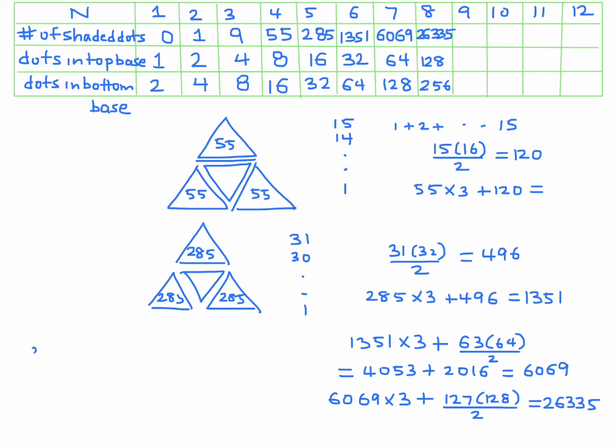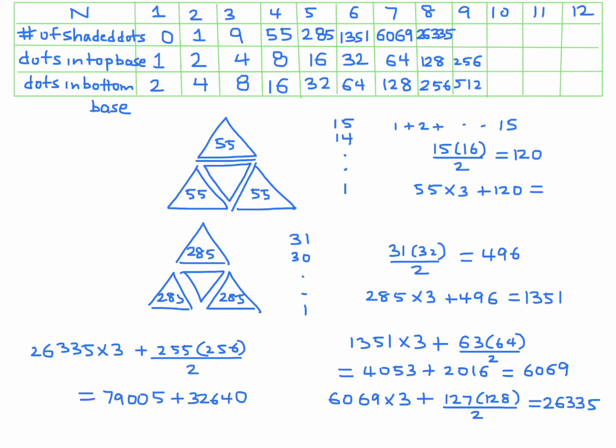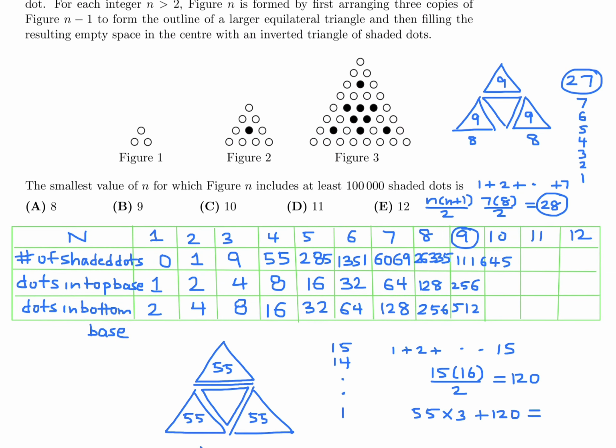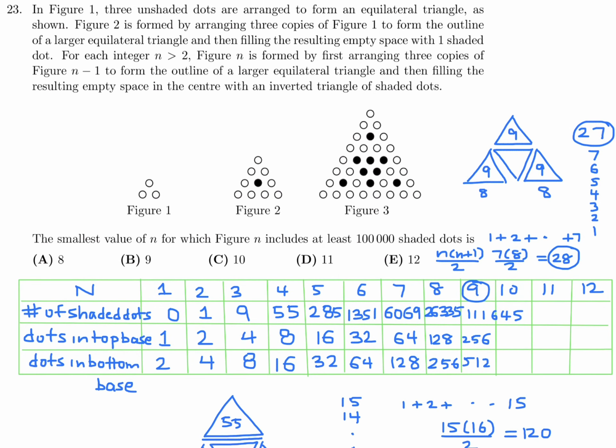Let's try the next one. The next one basically would be 26,335 times 3. And then this is 512. This is 256. The countdown begins at 255. So plus 255 times 256 divided by 2. And when you crunch out these numbers, you get 79005 plus 32640. And this is definitely greater than 100,000. It's 111645. There you go. We did it when we get to n equals 9. So it's a really cool question. I like it. Number 23, the answer is B.